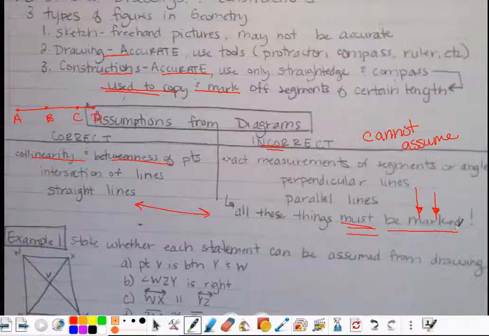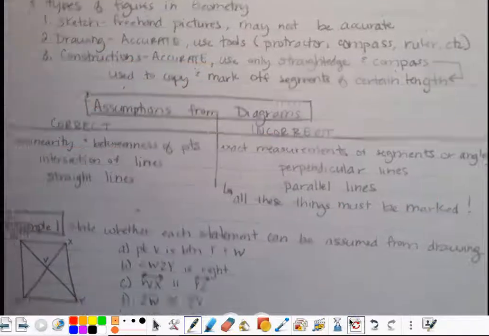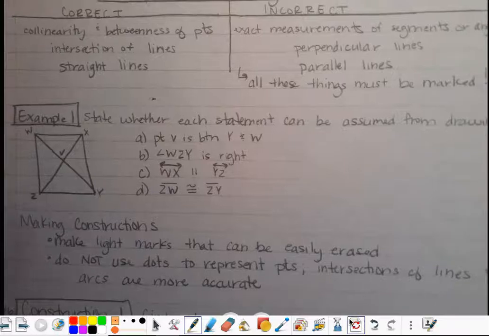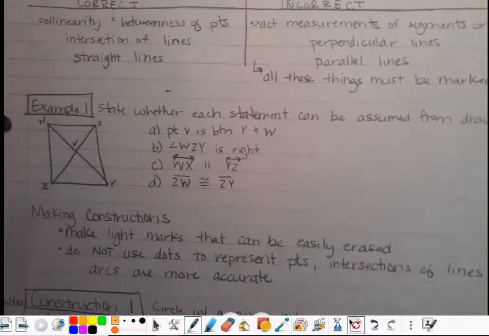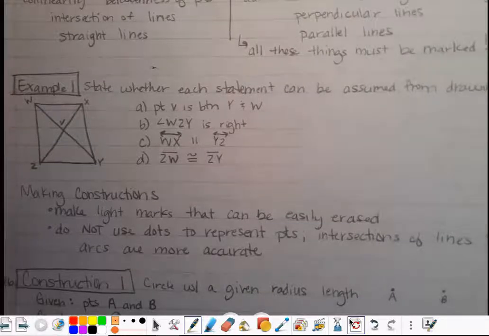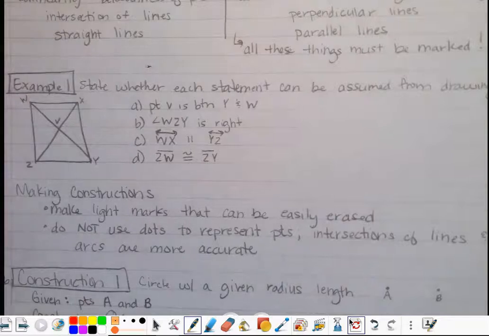All right, so let's look at example 1 and state whether each statement can be assumed from the drawing or not. Okay, so that is not even a drawing, let's be honest. That would be what of those 3 things? A sketch, a drawing, or a construction? A sketch, because it was freehand. I copied it out of the book by looking at it. And I don't think they're supposed to be even. But, okay, state whether each statement can be assumed from the drawing.